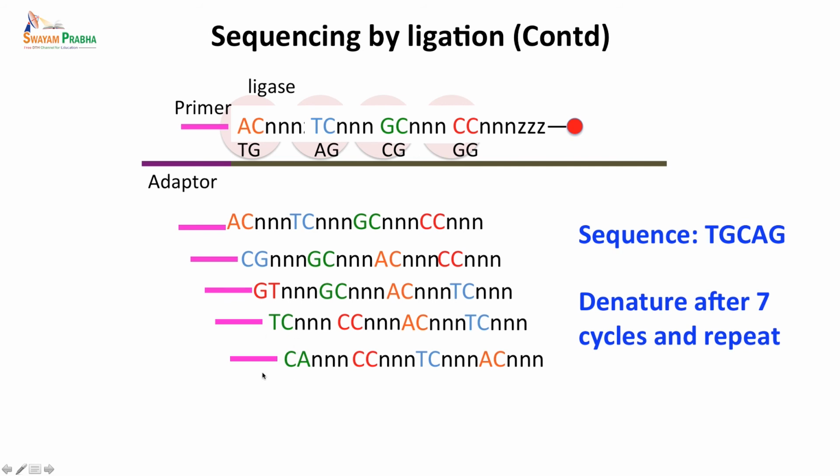So after 7 such cycles, this denaturation is done, and then it is repeated again and again, and so you will get small stretches of these sequences with each cycle that can be read. So this is the sequencing by ligation, and the limitation of this method is that the read length is very short compared to what you get by Sanger sequencing, sequencing by synthesis and pyrosequencing. The read lengths are very, very short.